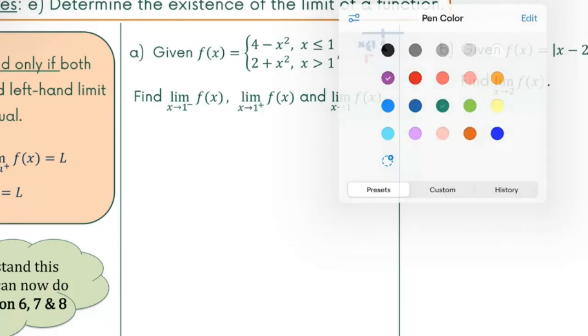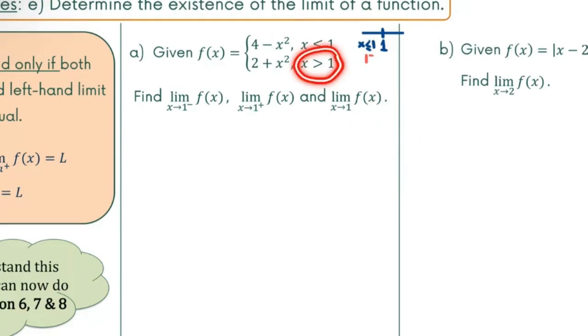Okay, now bila dia kata x greater than 1, so sinilah x greater than 1. Ini pula kawasan mana? Kawasan kanan 1, maksudnya dia adalah 1 positif. Okay, so based on this inequality, this one merujuk kepada 1 negatif dan this one merujuk kepada 1 positif. Okay, now soalan dia, find limit of a function as x approaching 1 from the left. So bila x approaching 1 from the left, kamu kena pilih function yang betul.